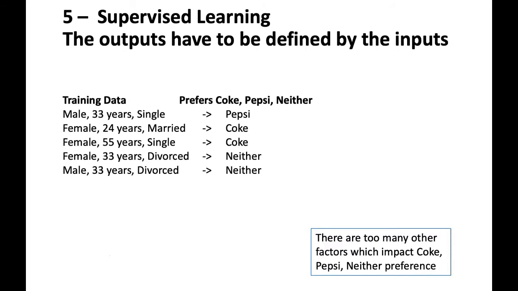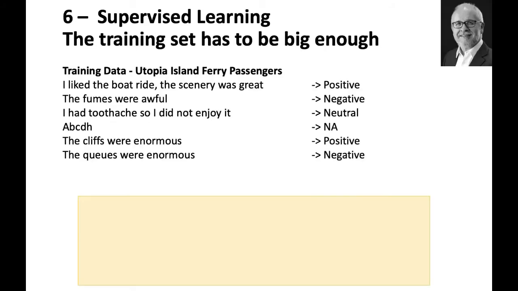We also have to make sure that the outputs are defined by the input. So here we have some data and we're trying to work out whether or not people are likely to prefer Coke, Pepsi, or neither. And we've got some simple demographics like male, 33 years old, single. And the problem is that whether or not you like Pepsi or Coke or neither is not determined very much by your gender, your age, or your marital status. So if we try to build a model, it won't be particularly predictive. We need training data and inputs that are actually related to the outputs.